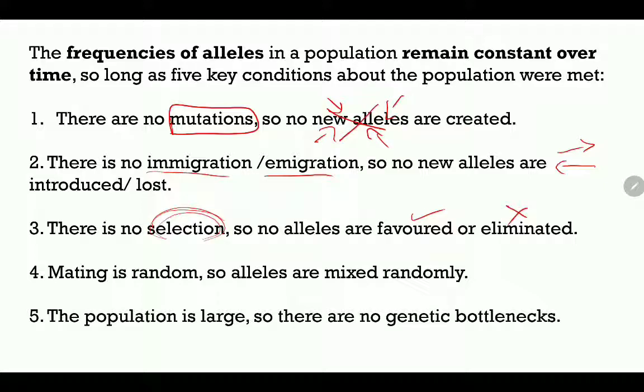or eliminated either. Mating needs to be random, so we need to have random mating occurring. We can't have any mate specifically choosing one phenotype over another. And we also need to make sure that the population is large, so we don't want any genetic bottlenecks. We don't want to have any small populations either. Okay, guys, so that is your Hardy-Weinberg equations.